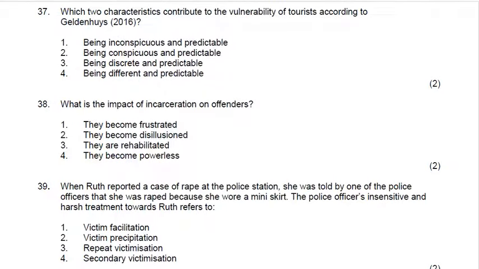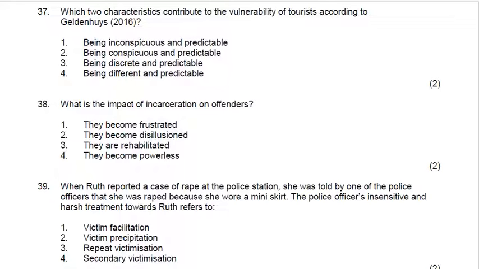37. Which two characteristics contribute to the vulnerability of tourists according to Sheldon Hayes? The answer is 2, being conspicuous and predictable. This is found on page 37 of our study guide.